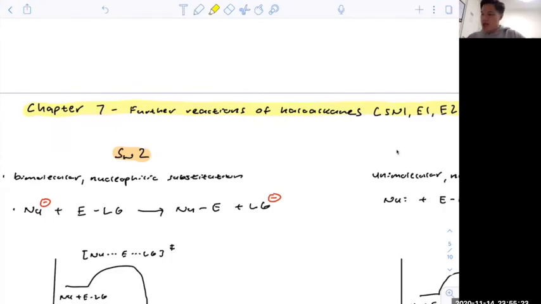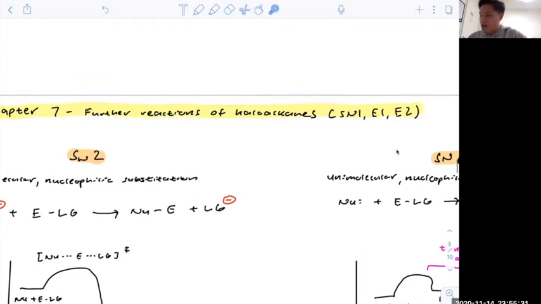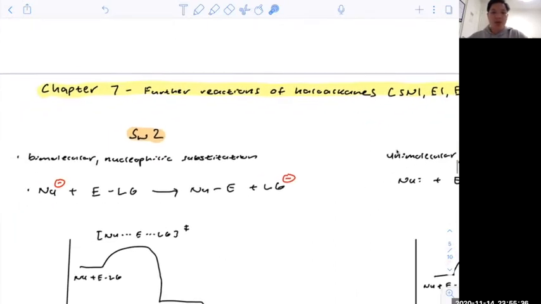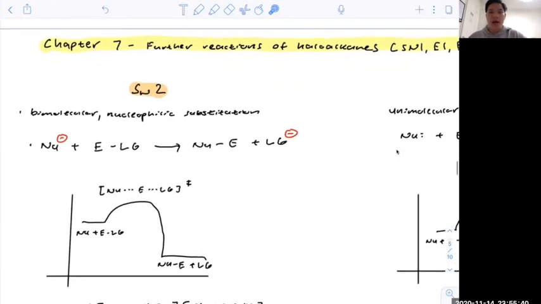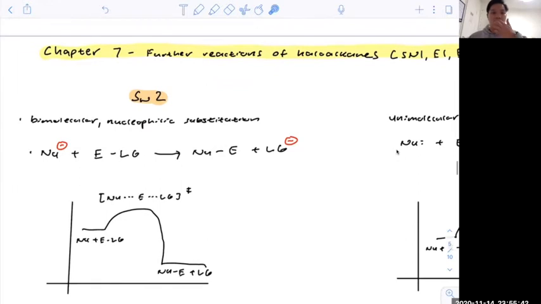Okay, hello. This is going to be chapter 7, which is titled Further Reactions of Haloalkanes. This is where we get into SN1, E1, and E2 reactions. This video is primarily going to focus on SN1 reactions because I feel like SN2, the chapter that we learned earlier, and SN1 have a lot in common. And I think it'll be easier if I do E1 and E2 in separate videos.